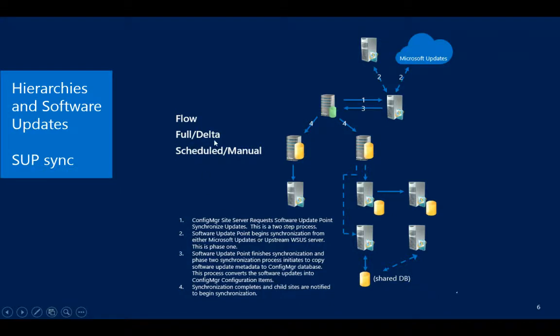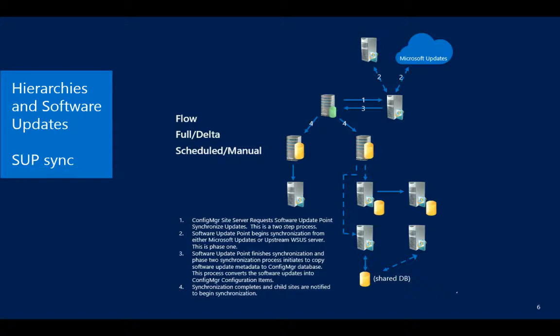One point I want to call out, just to remind you, is that there are two different kinds of synchronization that can happen. There's a full synchronization and there's a delta synchronization. Those generally are managed by the site server. You can't really choose which kind of synchronization of software updates you want to use. There are ways to influence it, but most synchronizations are going to be a delta sync.